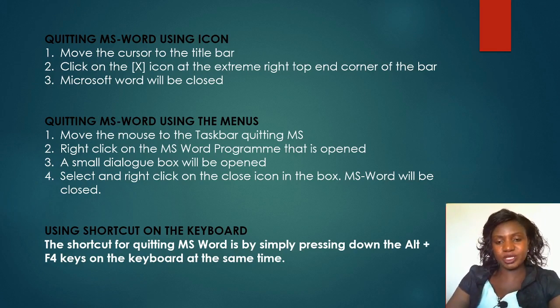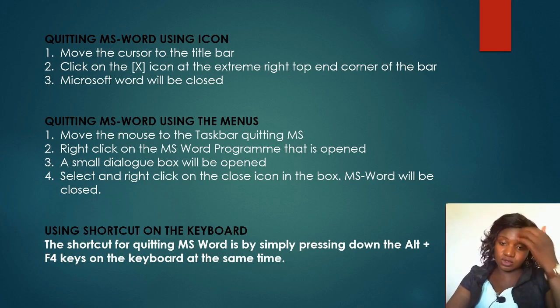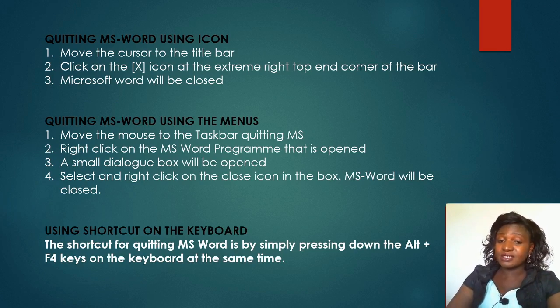Now, the last method on shutting your Microsoft window is by using the shortcut keys. And what is the shortcut key here? The shortcut for quitting MS Word is by simply pressing down your Alt plus F4 key on your keyboard. Please, I want you to note this. Your mouse doesn't have the Alt and the F4 key. Where you do this is on your keyboard, and that is why it is tagged using your shortcut keys on the keyboard.